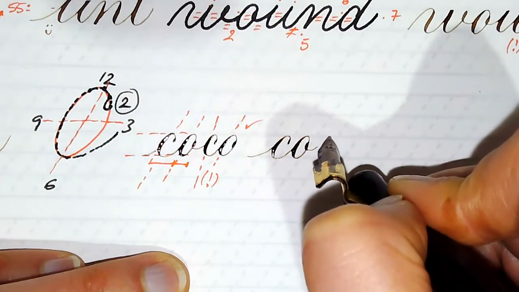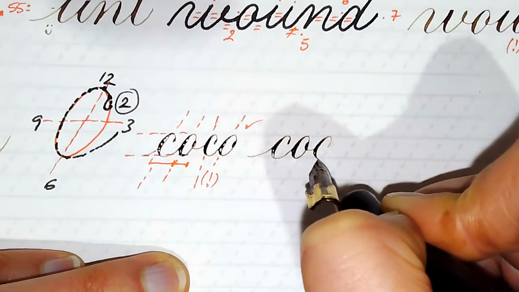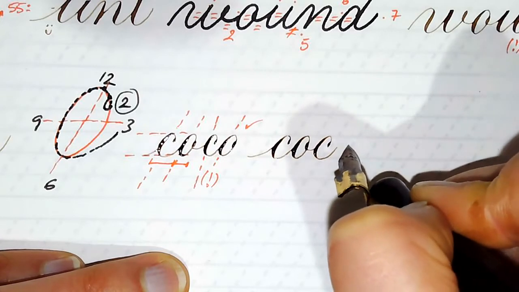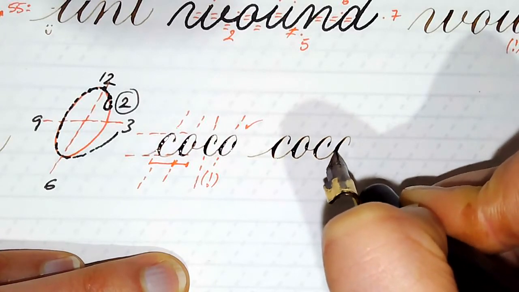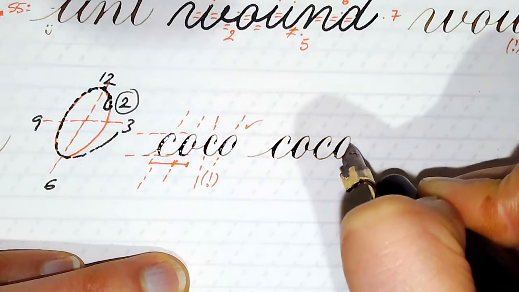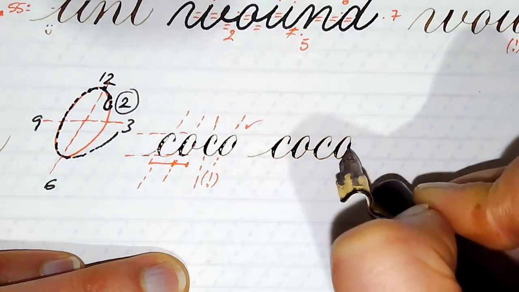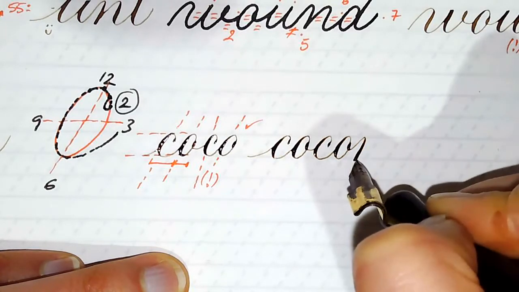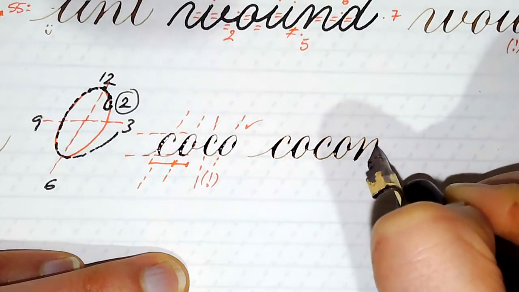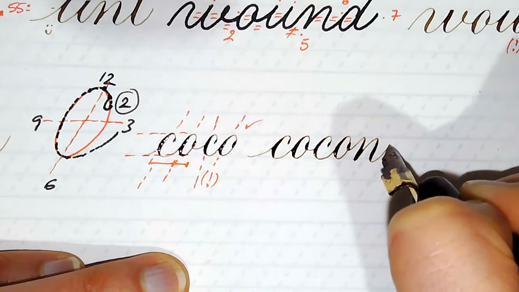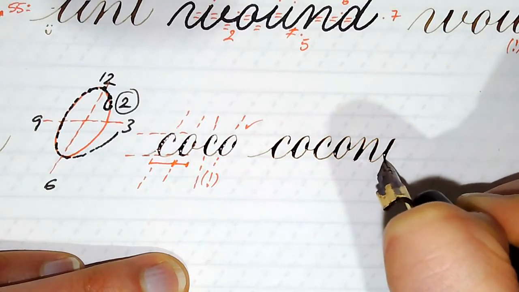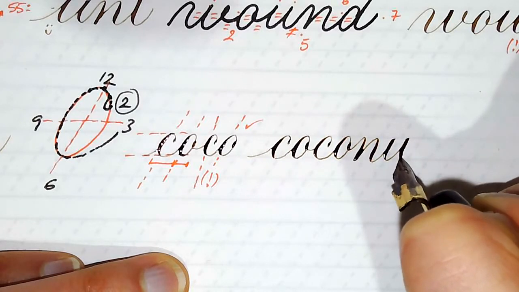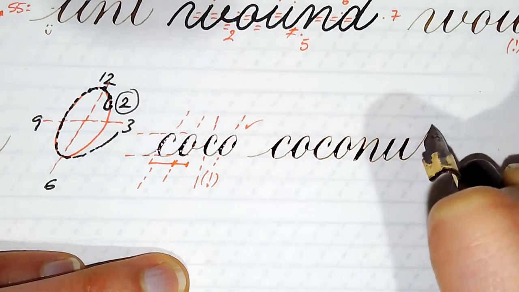Second letter C. Exit. Second letter O. Close. Now from here, letter N. Letter U. Letter T.